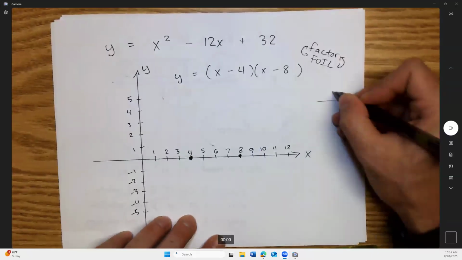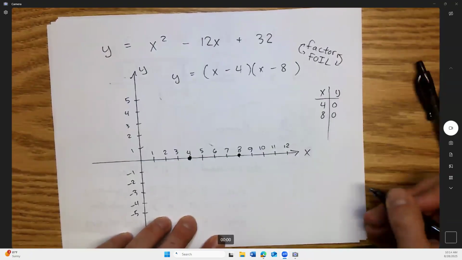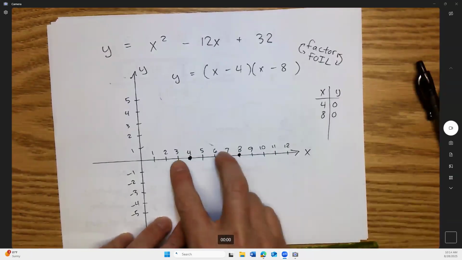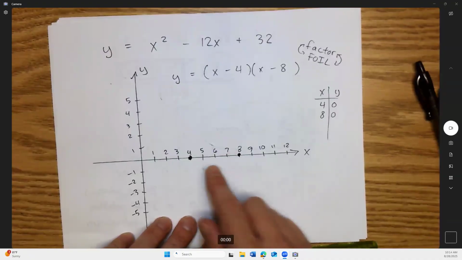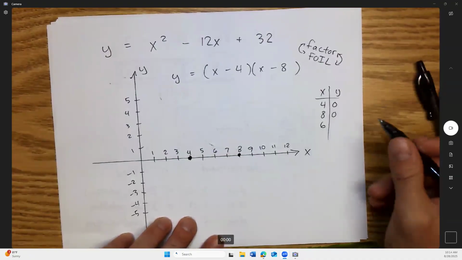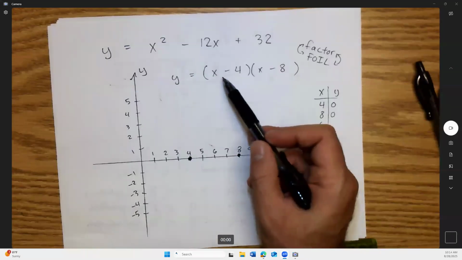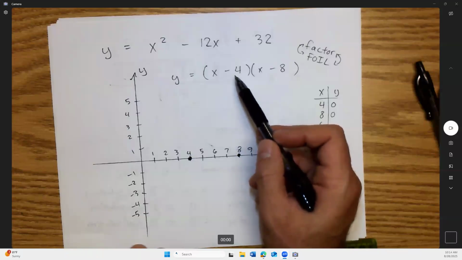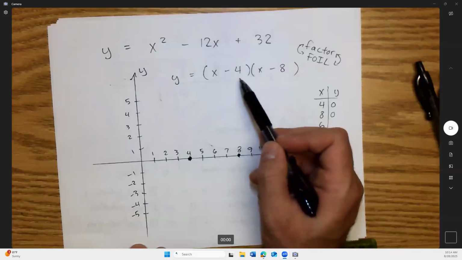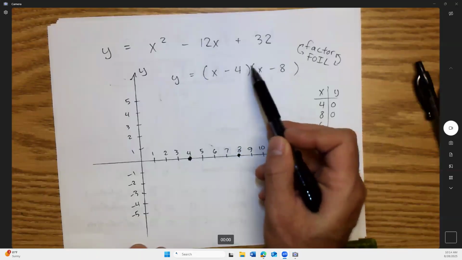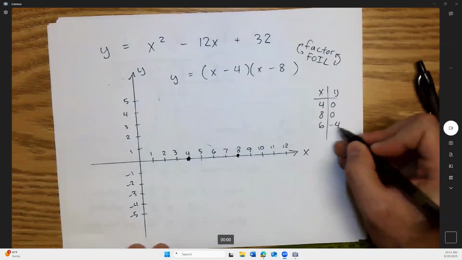Like if I was making a little table like we did before, x, y. I know at 4 it's 0, and at 8 it's 0. Guys, what's right in the middle? Like 6? Do you think 6 is probably the vertex of this parabola? Let's figure out what's going on at 6. If you plug in 6 here, what does this come out to? 6 minus 4 is 2. 6 minus 8 is -2. What is positive 2 times -2? -4. So when x is 6, y is -4.